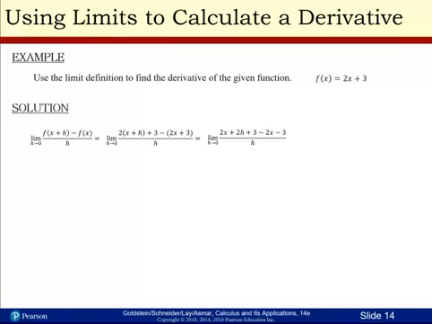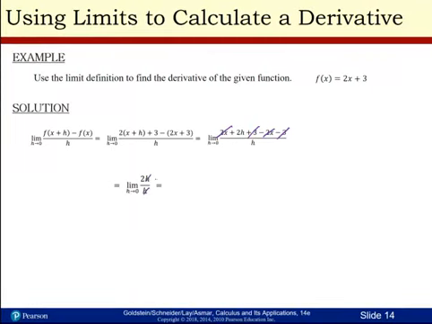Now simplifying that, I'll distribute the 2. The limit as h goes to 0 of 2x plus 2h plus 3 minus 2x minus 3, all over h. I have a few things that will cancel there, leaving me with the limit as h goes to 0 of 2h over h. I have another canceling situation, and I just have the limit as h goes to 0 of 2. I'll use the limit theorem for a constant and say that that limit is 2.